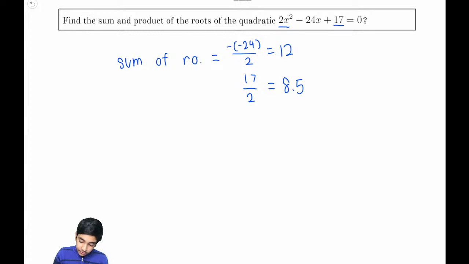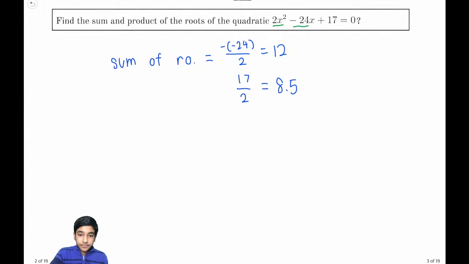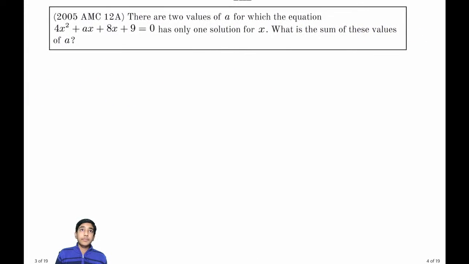So basically, just to summarize, whenever we have any quadratic, the sum of the roots is the negative of the coefficient of the x term, divided by the coefficient of the x squared term, and the product is the coefficient of the constant term divided by the coefficient of the x squared term. Okay, so now let's take a look at the next problem.